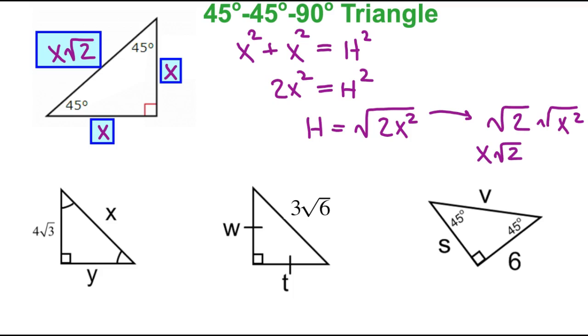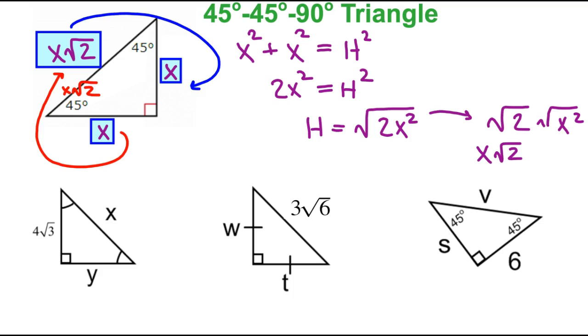So in any 45, 45, 90, you take whatever the leg is and multiply it by root 2 to get the hypotenuse. Okay? So if I want to go from the leg to the hypotenuse, I multiply by root 2. What if I want to go backwards? What if I want to go from the hypotenuse to the leg? I don't times by root 2, I divide by root 2. And so we end up having to have some rationalizing the denominator and stuff going on.